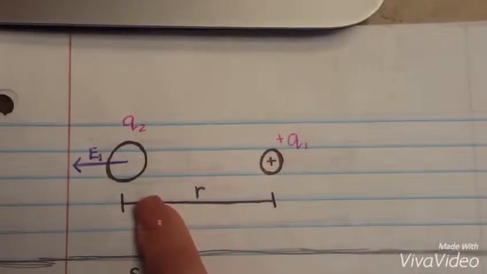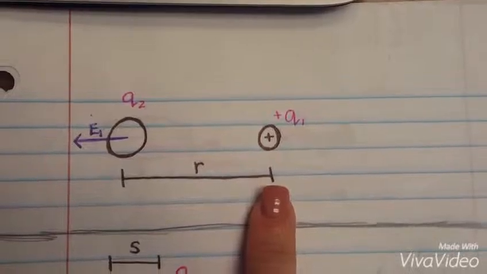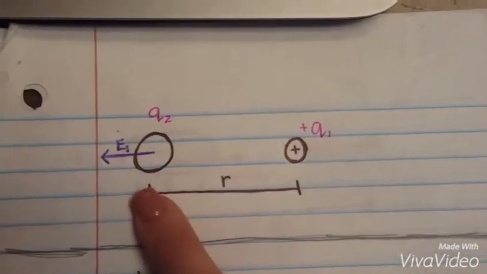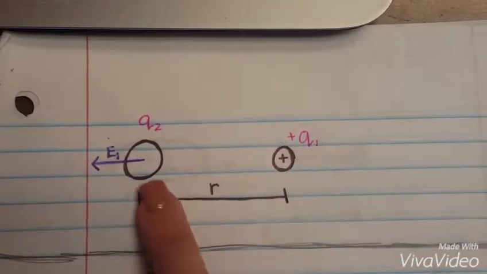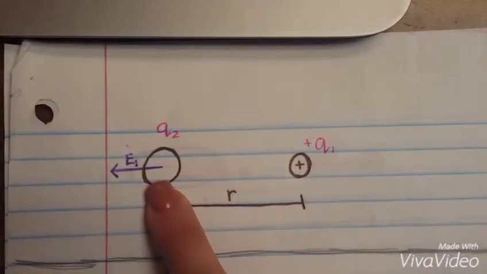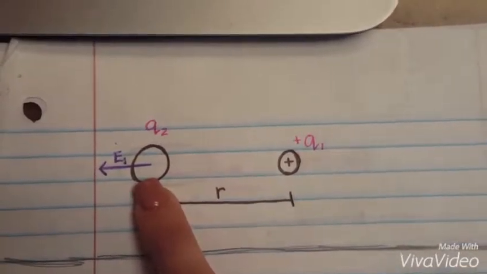A proton and a neutral atom are located a distance r apart. We're going to find the magnitude of the electric force on the proton due to the neutral atom. Because of this proton, there's an electric field at the location of the neutral atom called E1. This applied electric field causes the neutral atom to polarize and become an induced dipole.